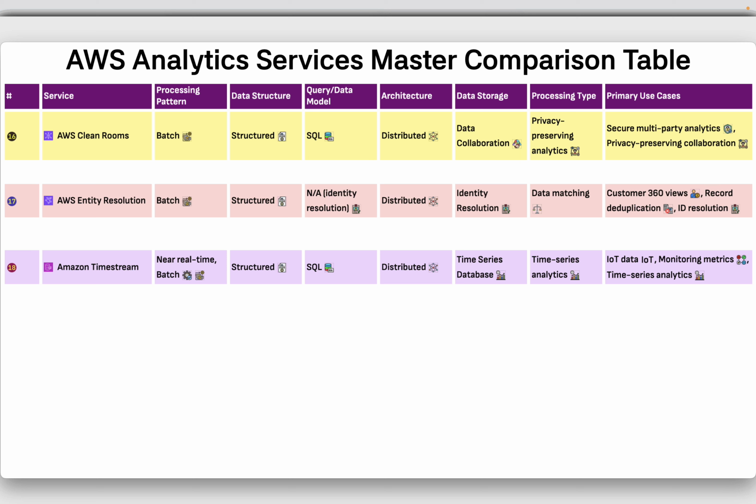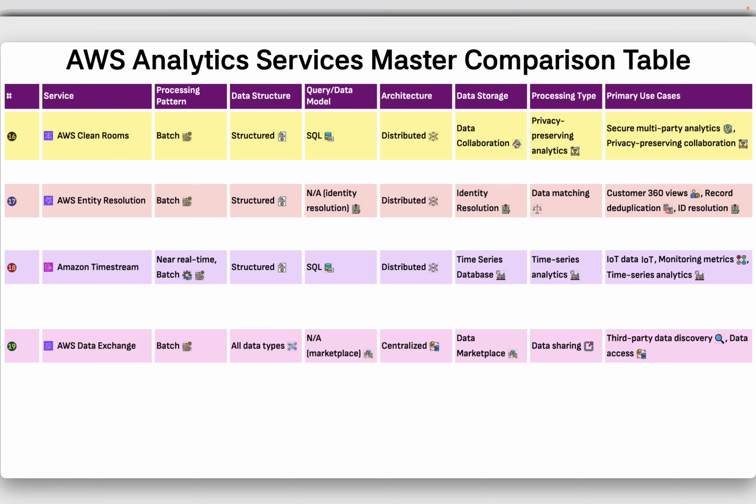Amazon Timestream, processing pattern near real time and batch also. Data structure, so only works with structured data. Query and data model is SQL. Architecture is distributed. Data storage, it's a time series database. Processing type is time series analytics. Primary use cases, Internet of Things, IoT data, monitoring metrics, and time series analytics.